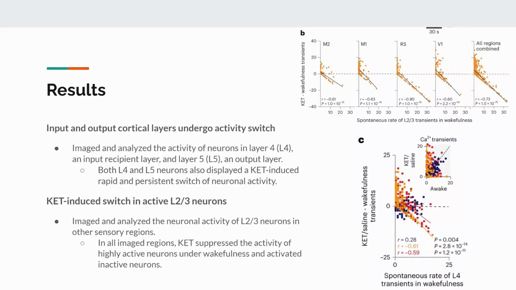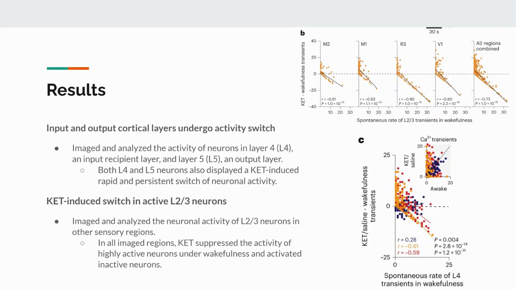To determine whether this neuronal switch was restricted to layers 2 and 3, they imaged and analyzed the activity of neurons in layer 4, an input recipient layer, and layer 5, an output layer. Both layers 4 and 5 neurons also displayed a ketamine-induced rapid and persistent switch of neuronal activity, with highly active cells becoming less active and inactive or weakly active cells under wakefulness becoming activated.